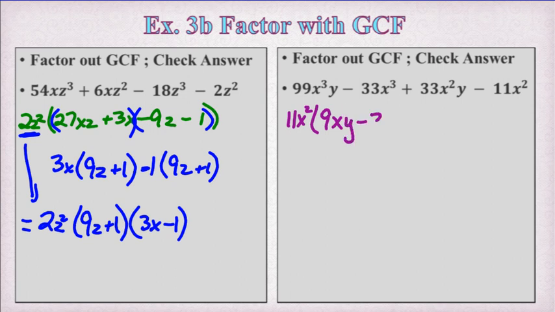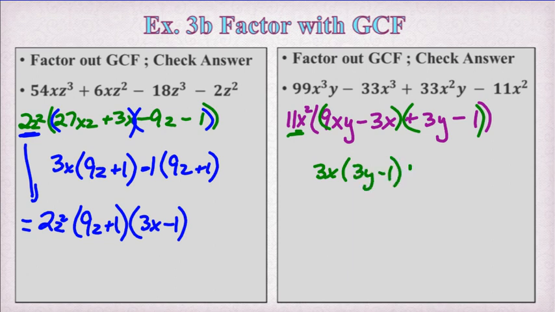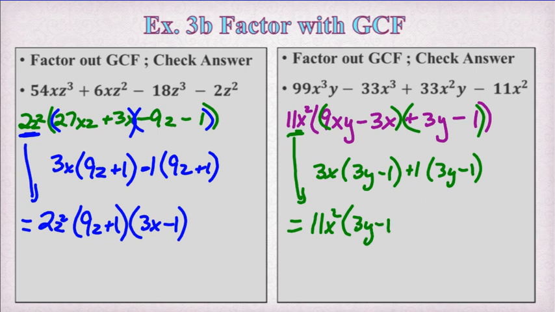9xy minus 3x plus 3y minus 1. And then I just group, save the greatest common factor for my answer. I can factor out a 3x. That leaves me with 3y minus 1. I can factor out a positive 1. That leaves me with 3y minus 1. And in my answer, I have my greatest common factor of 11x squared times 3y minus 1 times 3x plus 1.